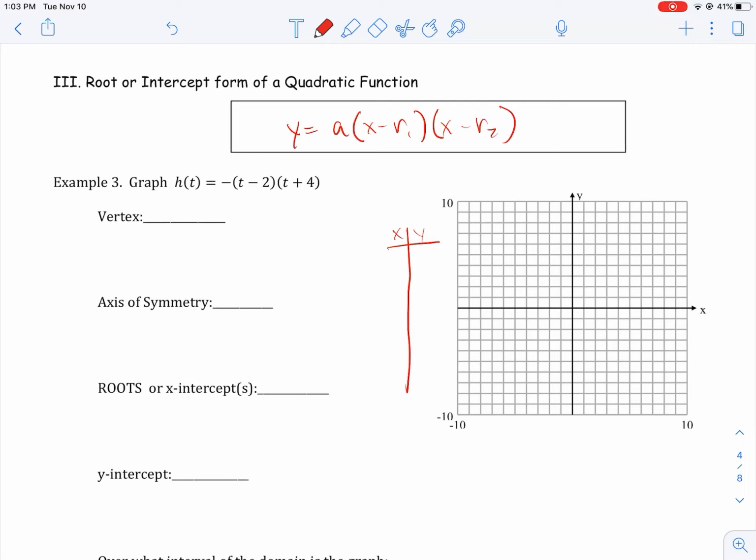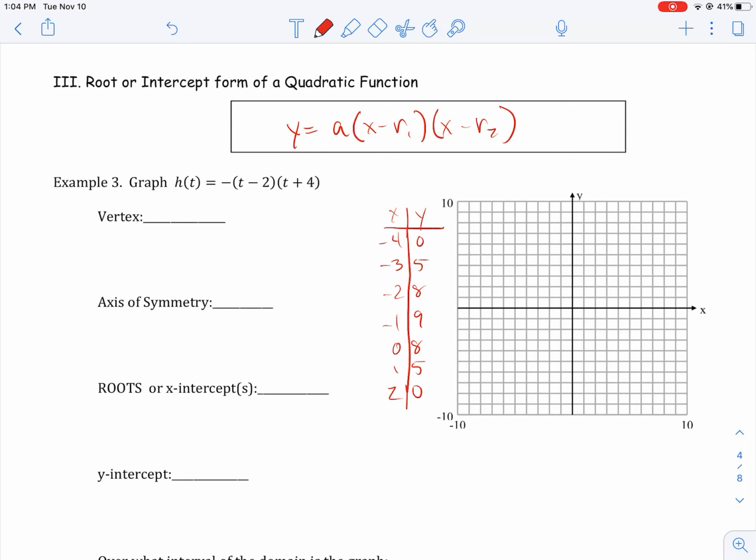Okay, so I'm going to go -3, 5, -2, 8, -1, 9, 0, 8, 1, 5, 2, 0, and I want to put this last point in here, -4, 0. Okay? I'll explain why I'm adding that point in there.